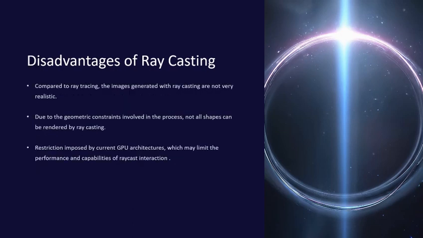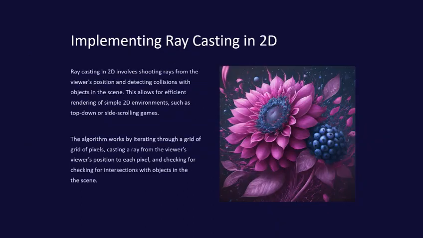With advantages, there come disadvantages. Here in raycasting also, there are some disadvantages. Compared to ray tracing, the images generated with raycasting are not very realistic. Due to the geometric constraints involved in the process, not all shapes can be rendered by raycasting. There are also restrictions imposed by current GPU architectures, which may limit the performance and capabilities of raycast interaction.